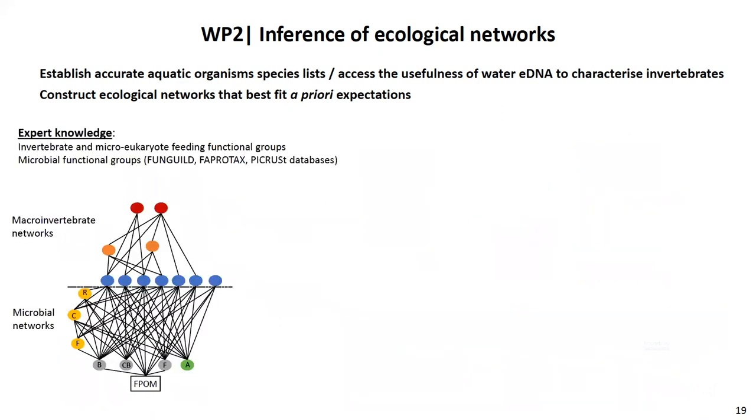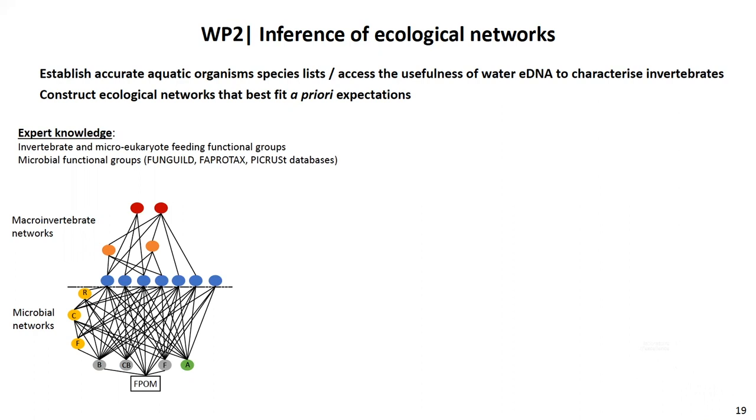So based on conventional surveys and on metabarcoding approach, we will have co-occurrence data for multiple taxonomic, functional, and feeding groups. And based on expert knowledge, we will separate different feeding groups for invertebrates and microeukaryotes, and we will be able to separate predators from mesopredators and detritivores, which can be divided into filterers, gatherers, and scrapers, for instance.